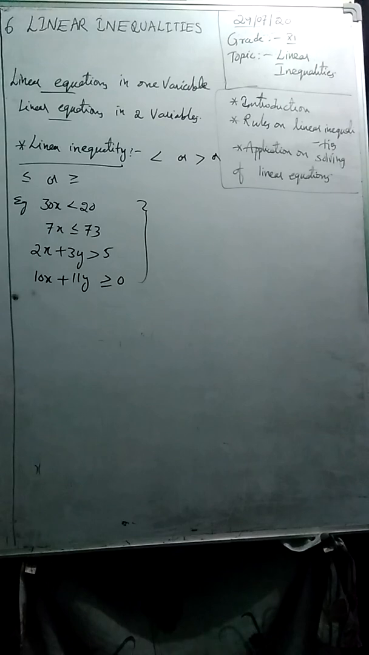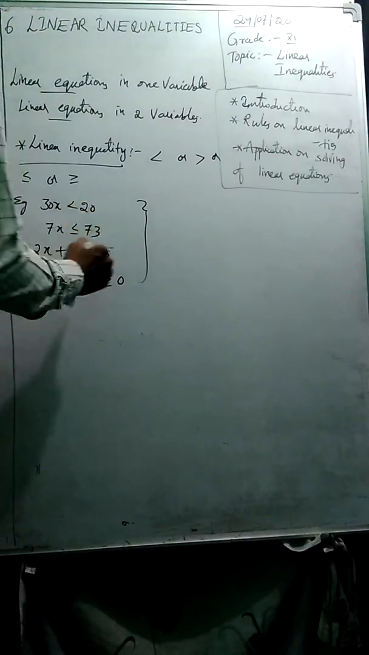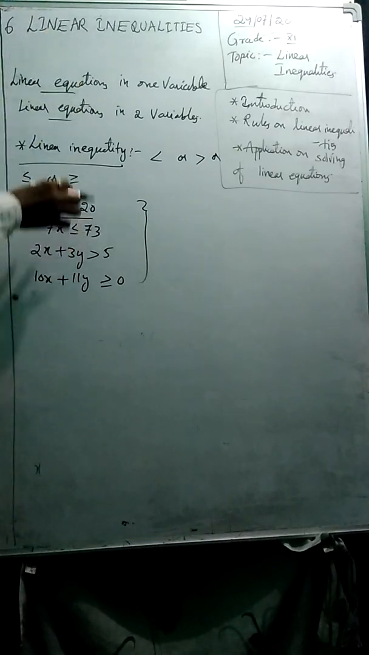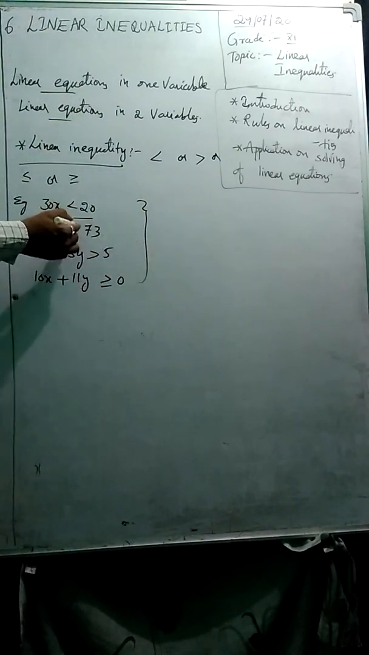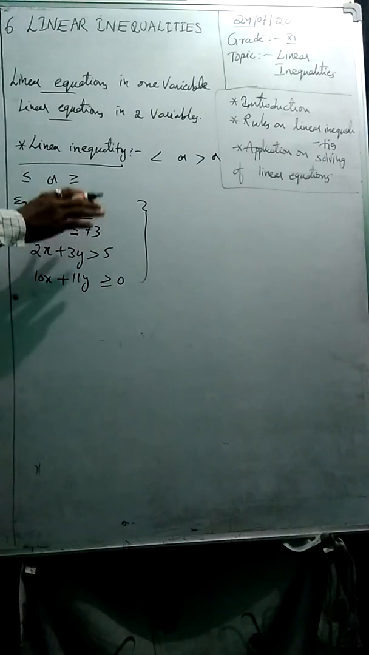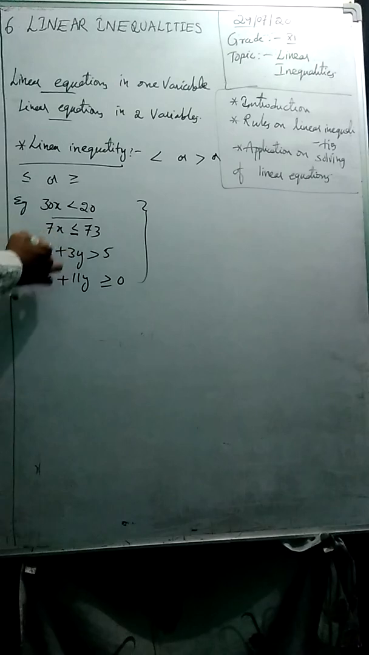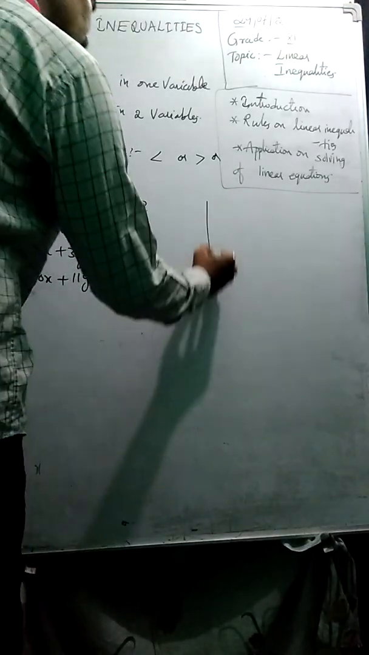We can represent them graphically also. We will take this as a baseline. When we have only less than, that value is not included. When you have less than or equal, that value is included. Similarly, if you have only greater than, that particular line is not included.